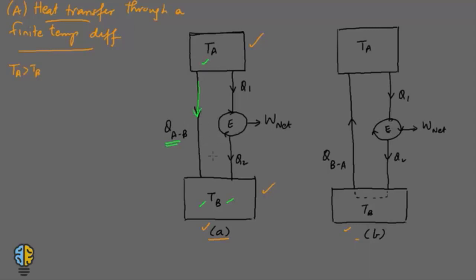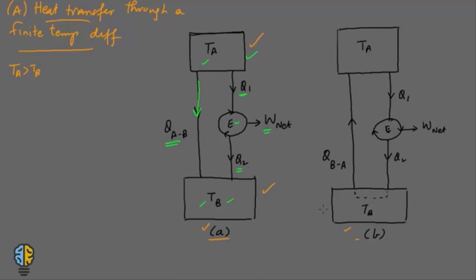Now let's assume a heat engine which is operating between A and B. This is the heat engine E, and it is taking Q1 heat from A and discharging Q2 heat to sink B, and in the same process you're getting some network output.